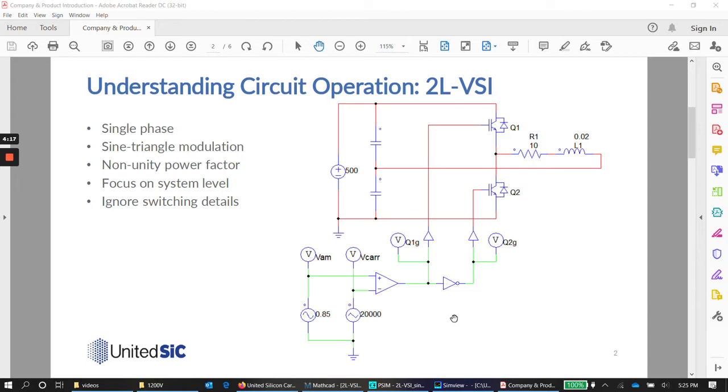Using sine triangle modulation, a fundamental frequency sinusoidal modulating signal is compared with a switching frequency triangular carrier signal to create the pulse width modulation signals that control the gates of the two FETs in the half bridge. The AC output voltage is the voltage across the load, which in this case is a resistor and inductor in series, referenced to the center point of the DC link. In a three-phase inverter, this may be an imaginary point.